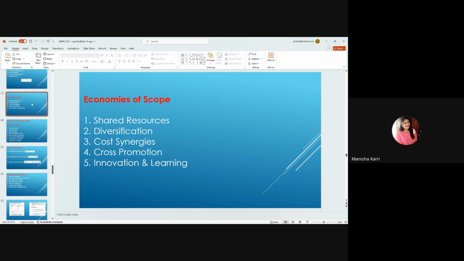There are some key aspects of economies of scope. The first one is shared resources, meaning companies can use the same resources such as equipment, labor, and materials to produce multiple products. In this, sharing reduces the overall cost compared to producing each product independently. So this is nothing but shared resources.